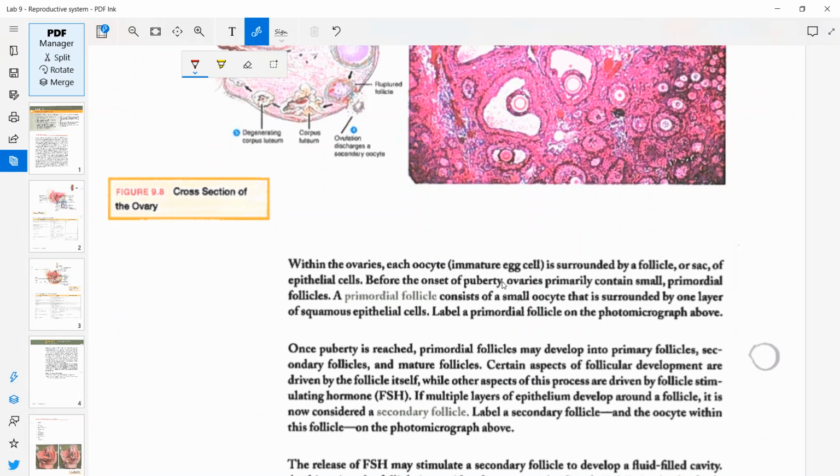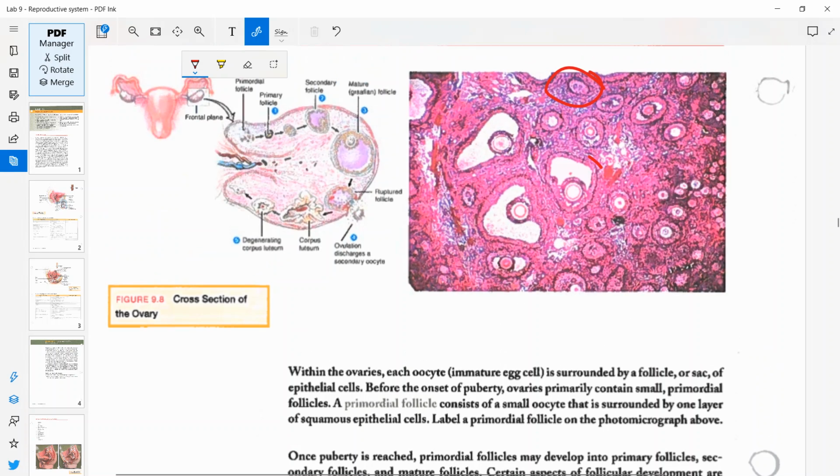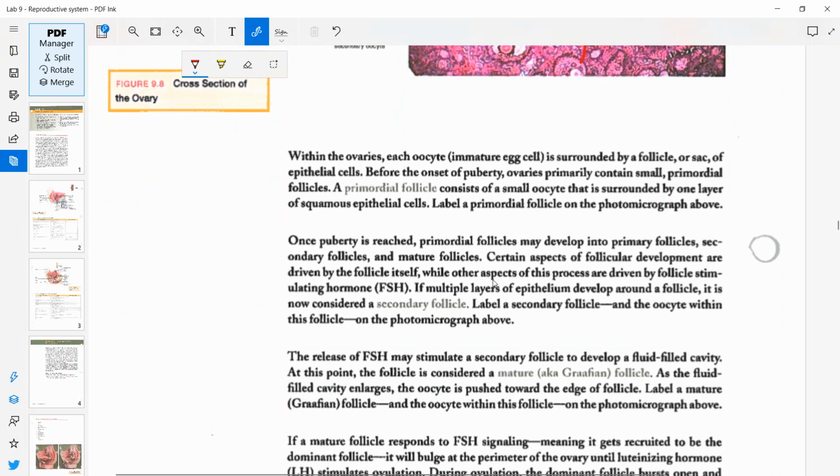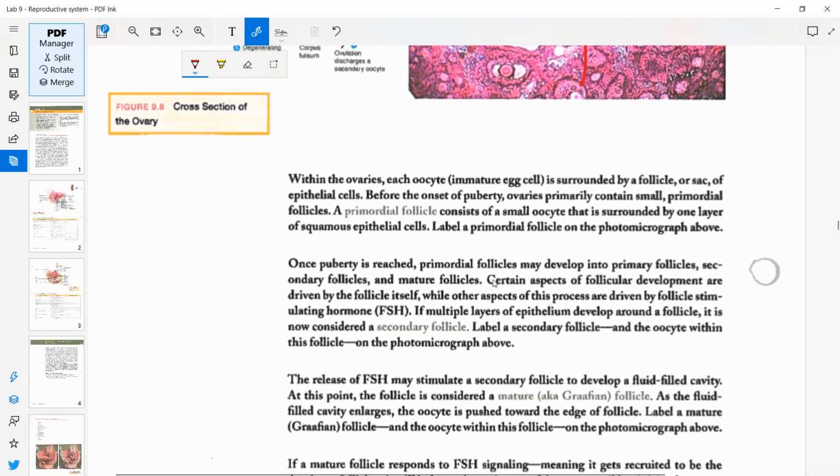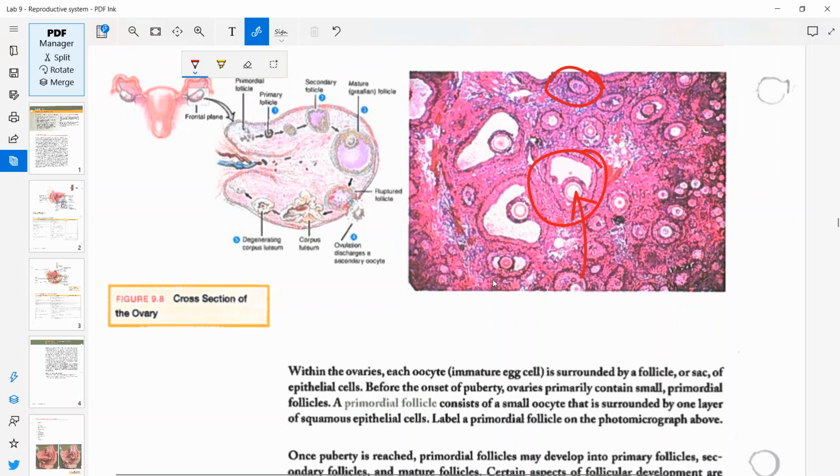In puberty, primordial follicles develop into primary, secondary, and mature follicles. Multiple layers of epithelium around follicle. This is now secondary. So secondary follicle is this with the oocyte in the center. And Graafian follicle will be this, the fluid-filled cavity, and oocyte.